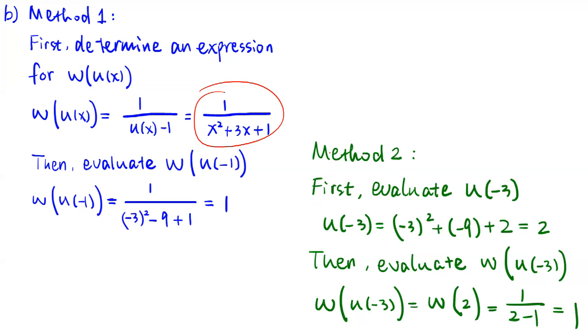And there is another method. In order to find w of u of minus 3, we can first evaluate u(minus 3), right? u of minus 3 is actually minus 3 squared minus 9 plus 2, which is 2, right? Then w of u of minus 3 is just w of 2, which is 1 over the difference between 2 and 1. And the result is also 1, right? So you can choose either method you like. Actually, for this specific question, method 2 seems a little easier, right?